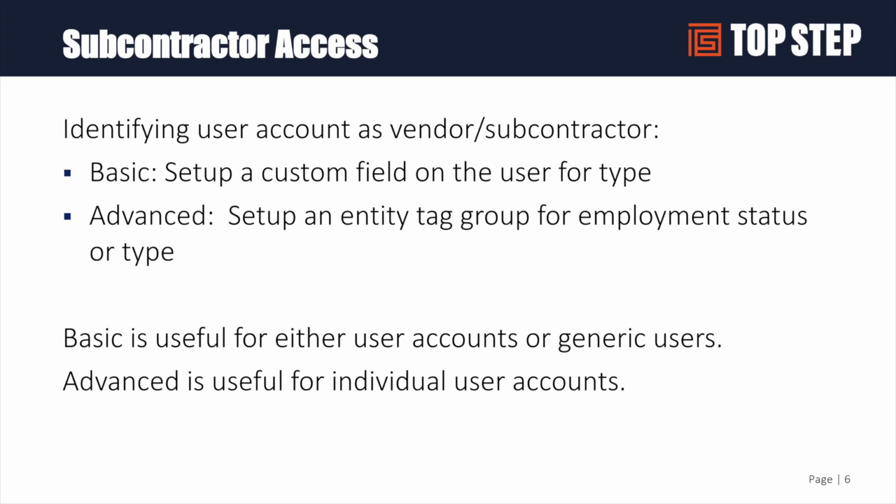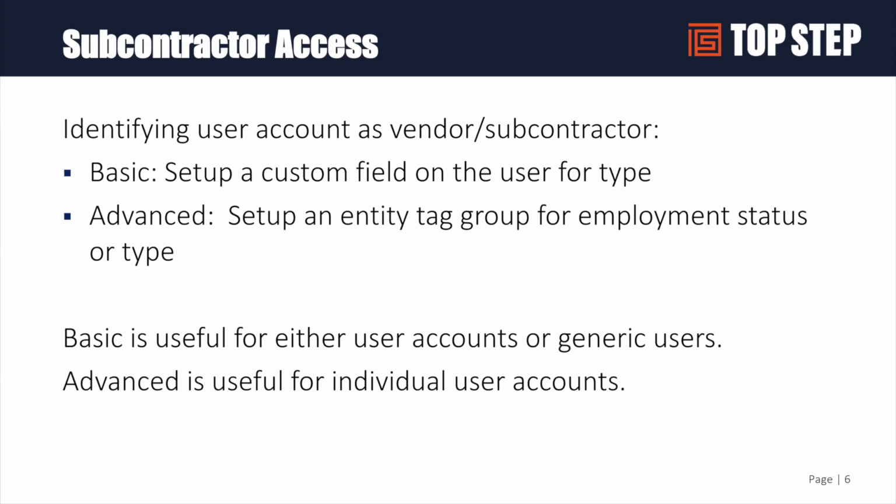More commonly, what we see is using a feature called entity tags. Think of an entity tag as a custom field with a start and end date, so you can track employment status, for example. For this period of time, I was an employee, and then maybe I transitioned to a contractor, or vice versa. We have a lot of scenarios where you'll hire someone as a contractor and then bring them in as an employee after a period of time.